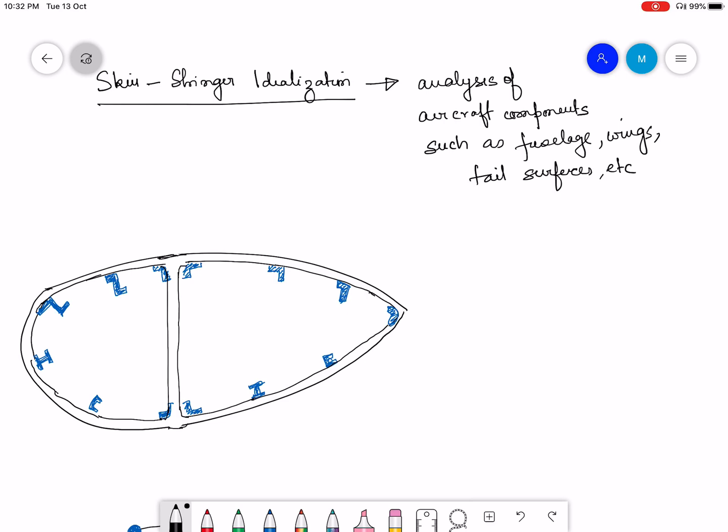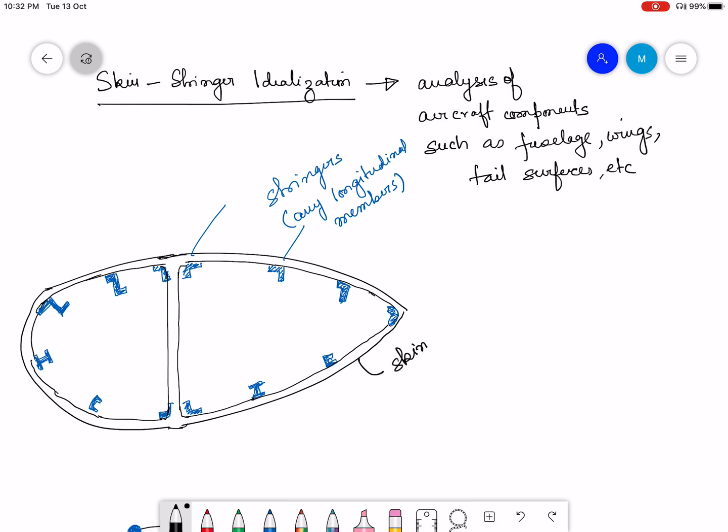and these blue colored things are basically the stringers, or to say any longitudinal member. It could be longerons or spars. Okay, so any longitudinal members. And this is basically the skin of the wing.